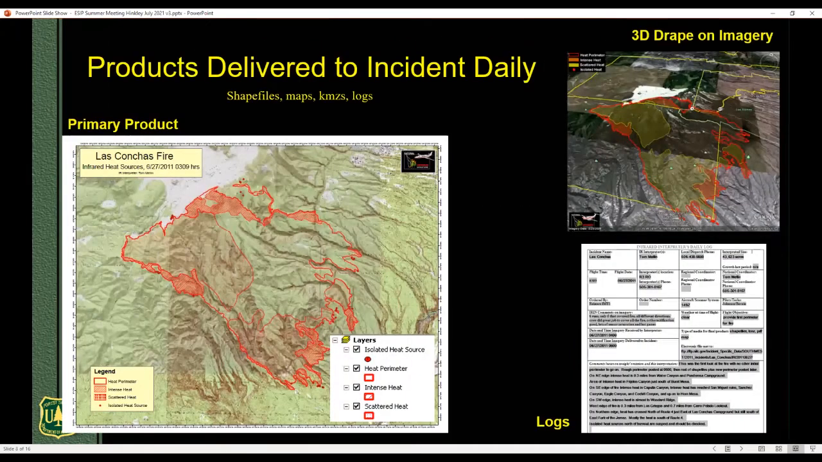And this is what the fire product looks like. So this is an interpreted image. You have people sitting in front of screens drawing those lines and polygons, points, lines, and polygons. Heat perimeters, intense heat, scattered heat, and isolated heat sources. And this is what's delivered to the incident command along with, you'll see a text box in the lower corner there. That's the information that's provided in addition to the map. And you can do 3D drapes on imagery once you have the derived map.